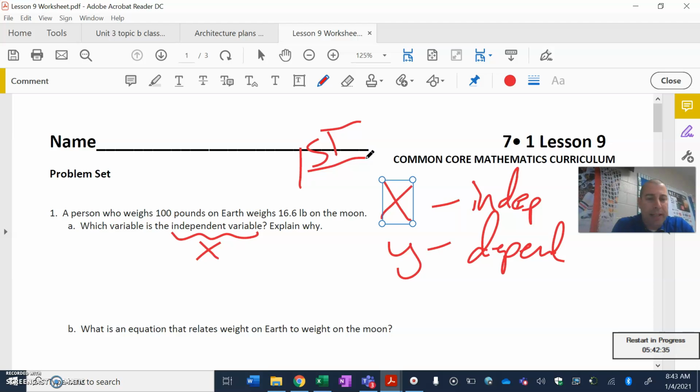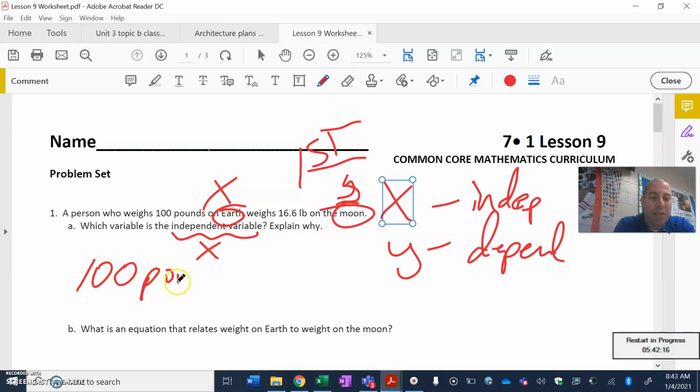Well, if we think about a person who weighs 100 pounds on the earth versus the moon, you're going to start out on the earth and finish on the moon. So that would be your x and that would be your y. So which is the independent? The independent is the x. Okay, so the 100 pounds is going to be your independent.